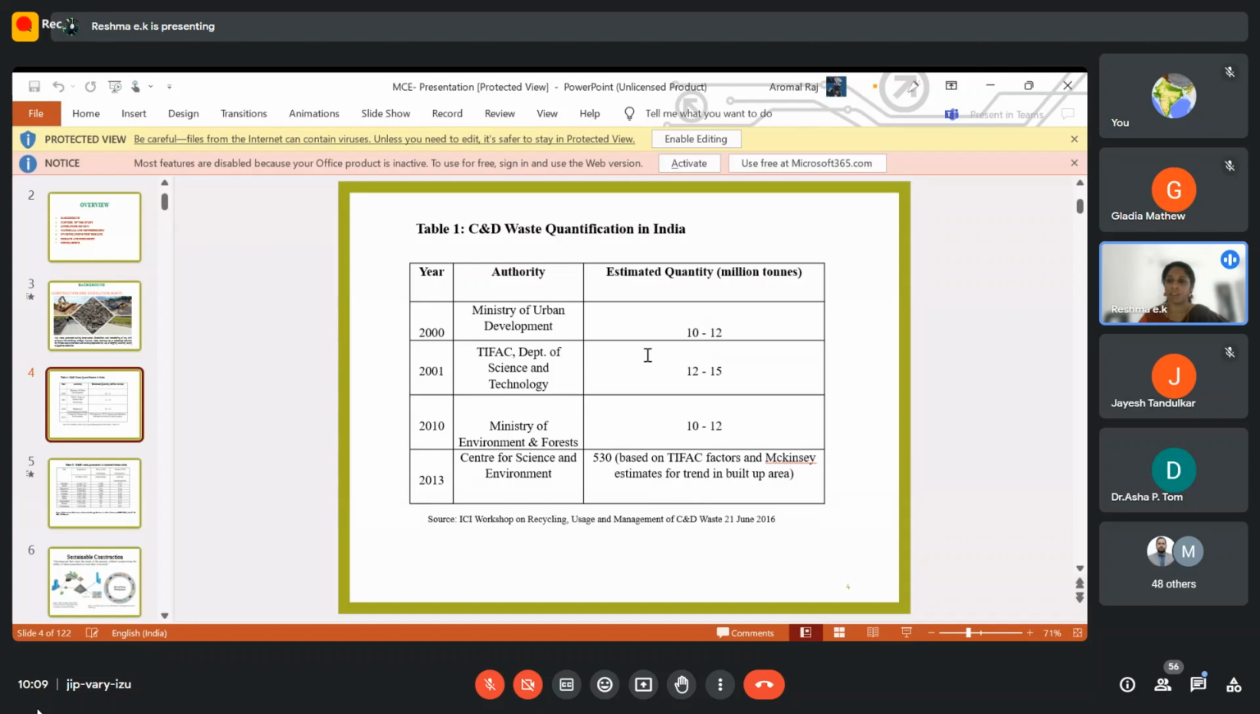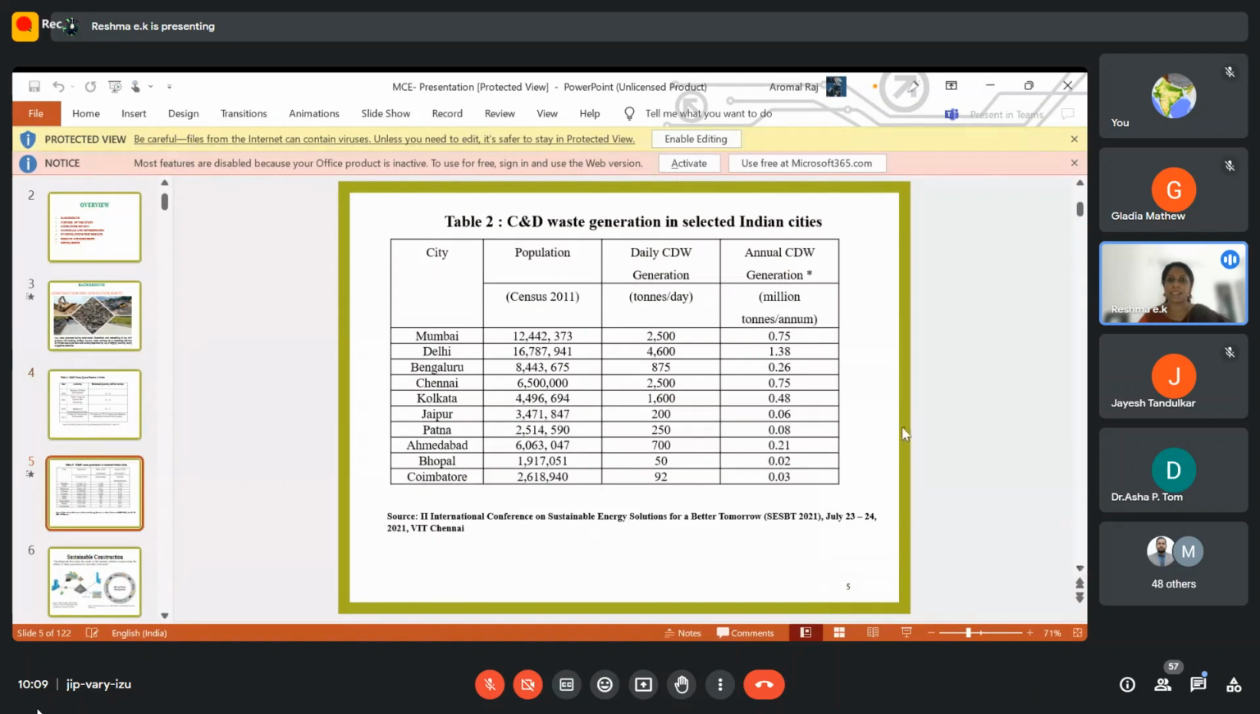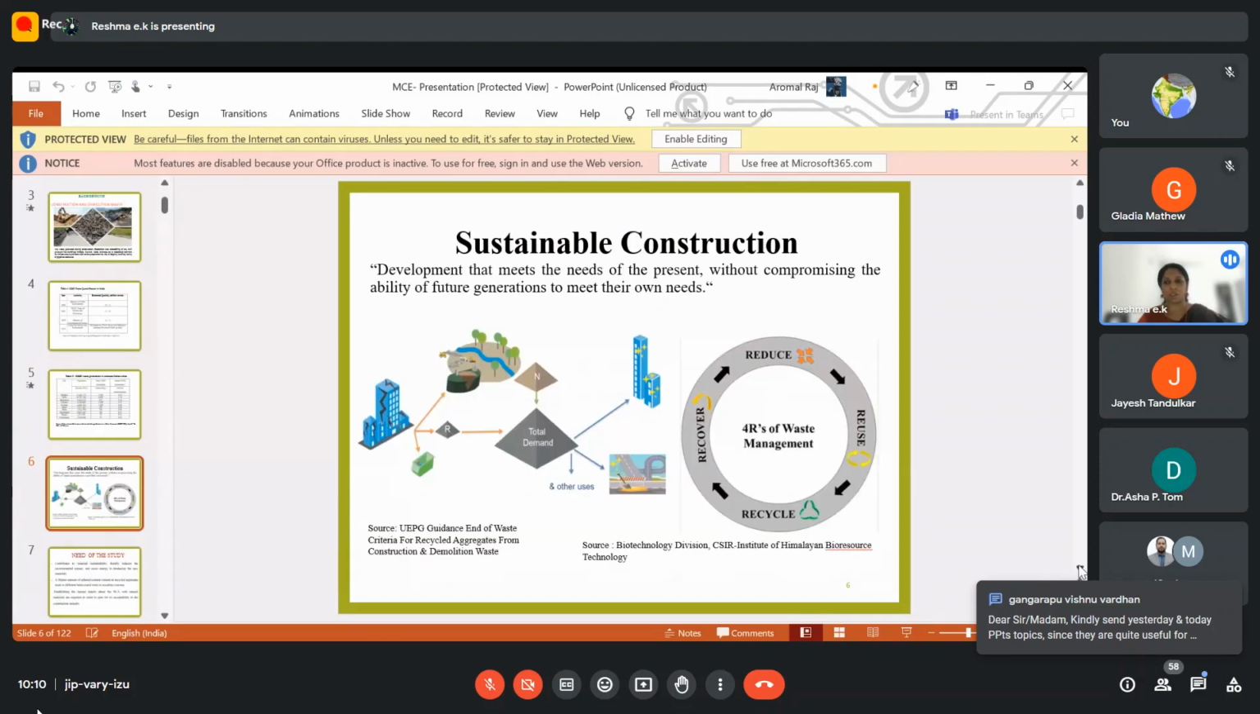But if I have to put it in a slide, I can show only this, because literature on this cannot be shown as a table. That is why I've shown only this, though it is an underestimate. And this is again from a conference that happened at VIT Chennai. They have given city-wise quantification. Wherever you see, it's more on the daily or annual generation, and construction and demolition waste is increasing in increasing order.